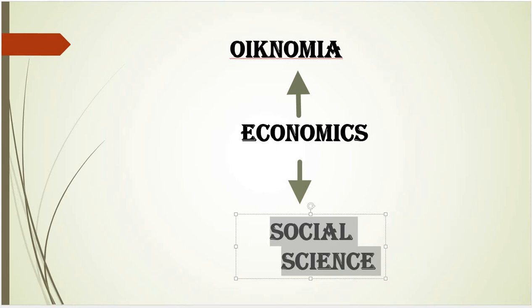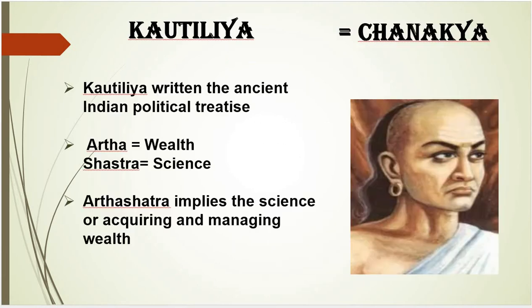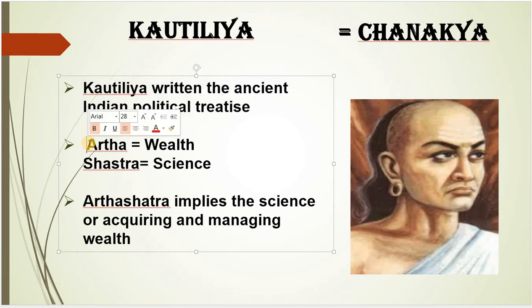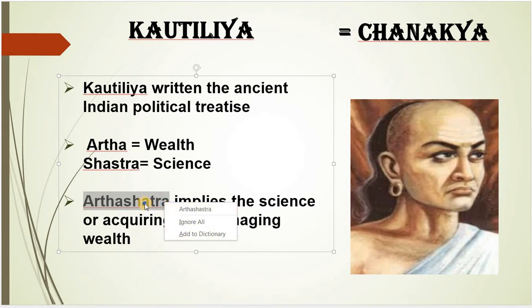Now we'll look at our ancient history. In ancient history of India, Kautilya was one of the famous personalities. He was a statesman, philosopher, economist and political advisor in the court of the Gupta Empire. He is also known as Chanakya. He wrote the treatise Arthashastra. Basically, it is a political treatise of ancient history. What is the meaning of Arthashastra? Here the word Artha means wealth and Shastra means science. Therefore, Arthashastra means science of wealth.